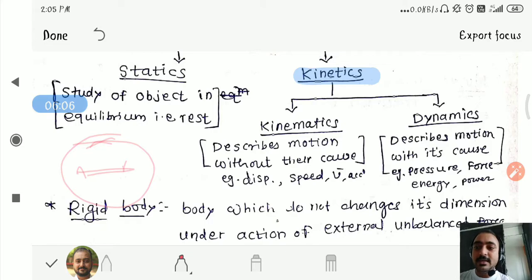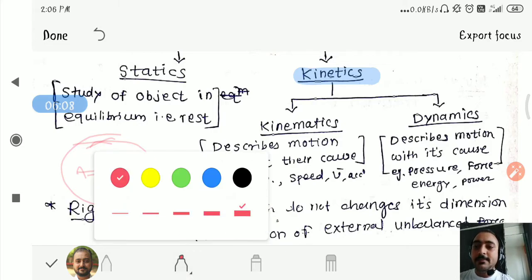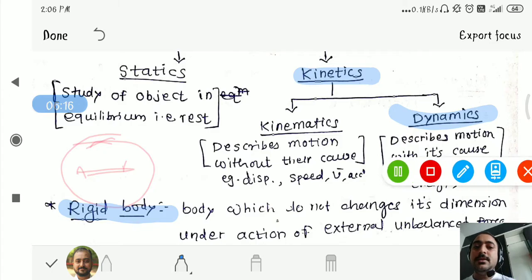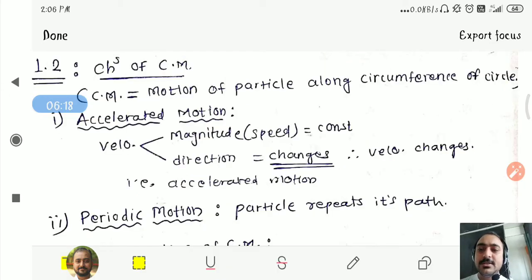This chapter includes the study of rigid body dynamics. Listen carefully to what I am going to say. This chapter is going to study rigid body dynamics. So friends, this is just the basics of this chapter. Now we have to start with the point, that is characteristics of circular motion. It's very simple.